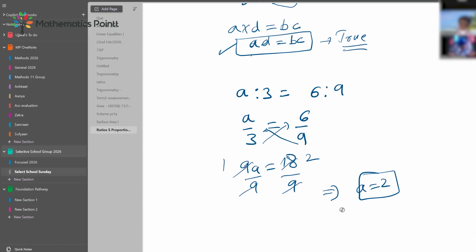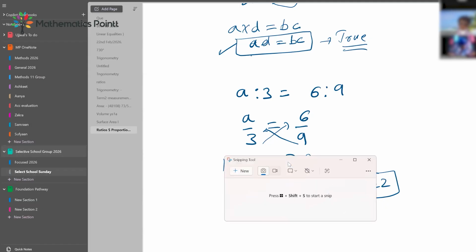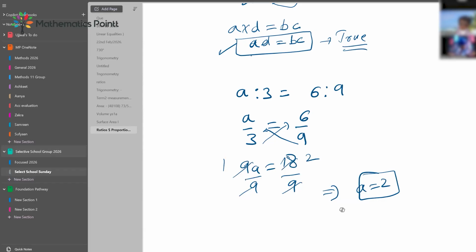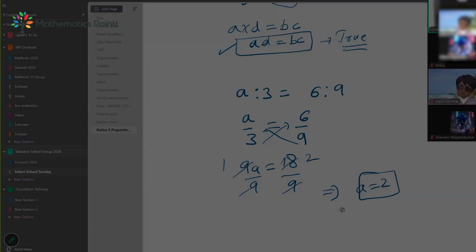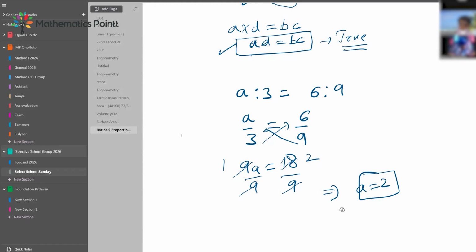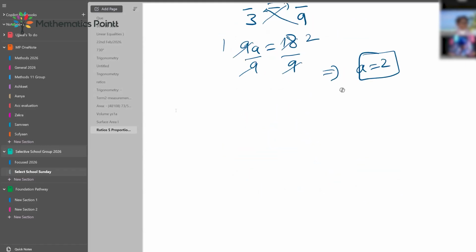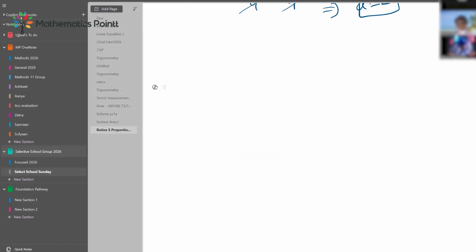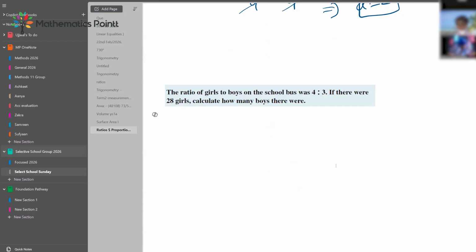Let me take a snippet of one of the questions, and see whether we can do it or not. All right, here you go. Can you try this question, please?